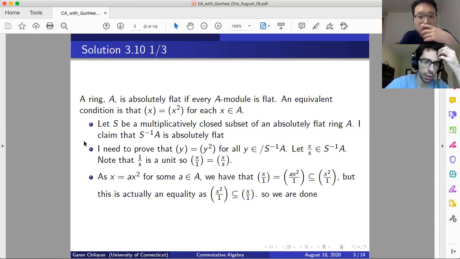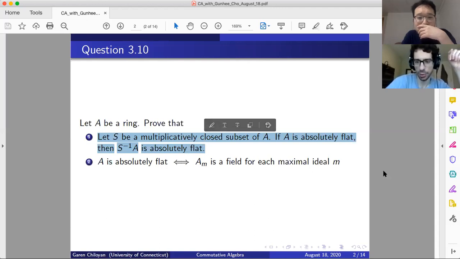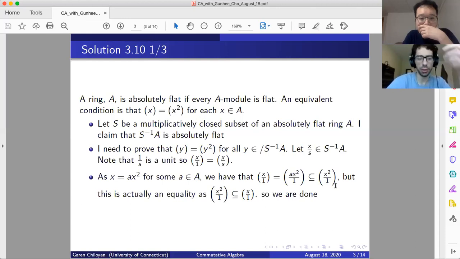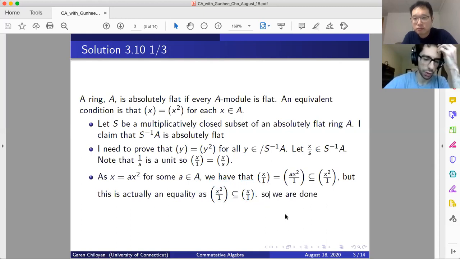What is the problem? What do you want to prove? Let's go back to the first part. Let S be a multiplicative subset of A. Yeah, thanks, I forgot about the question. Got it. So we proved it, are you happy? Okay, so we are done with number one. This is the last step to prove number one. Let's go back.